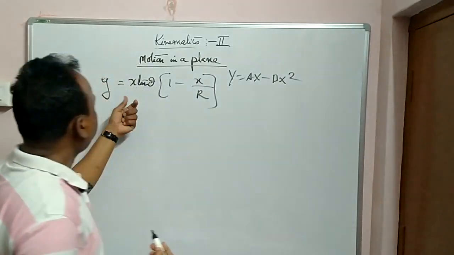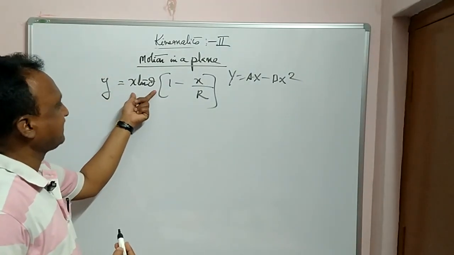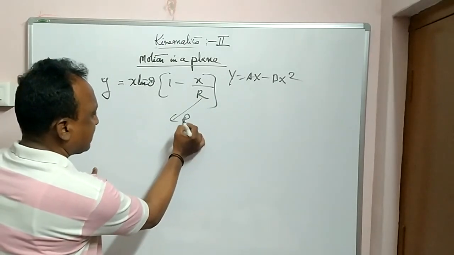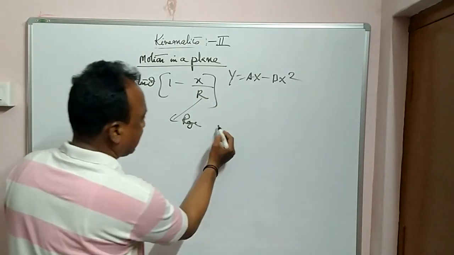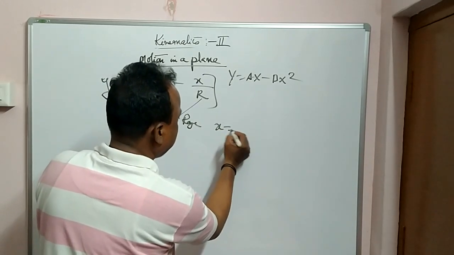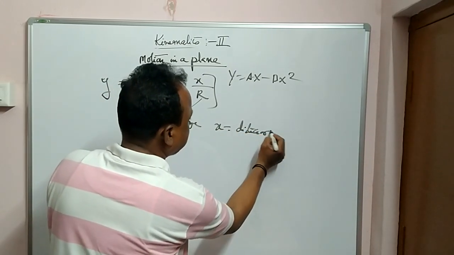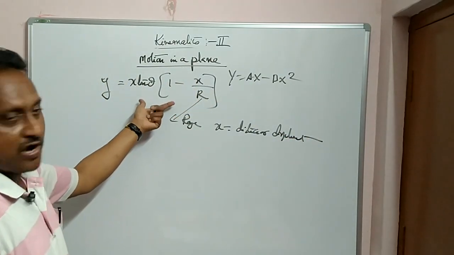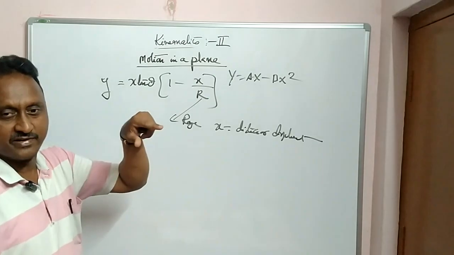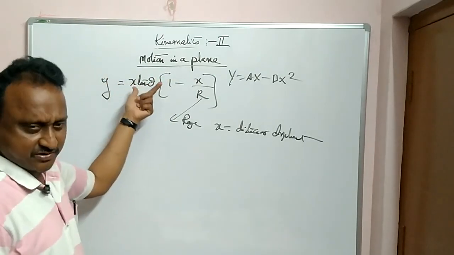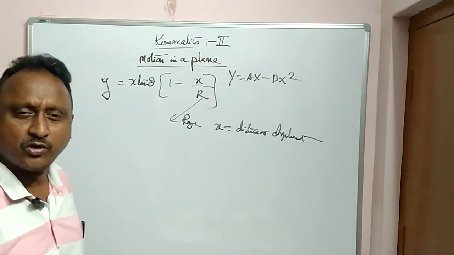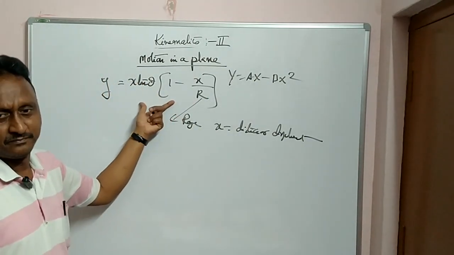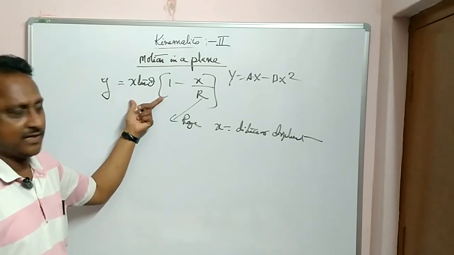Now look at this equation, y is equal to x tan theta into 1 minus x by R, where R is called the range. And x is also distance, displacement or distance. This formula is the reduced formula of the trajectory equation, which we just discussed by putting the formula s is equal to ut plus half at square. So this is the reduction formula.